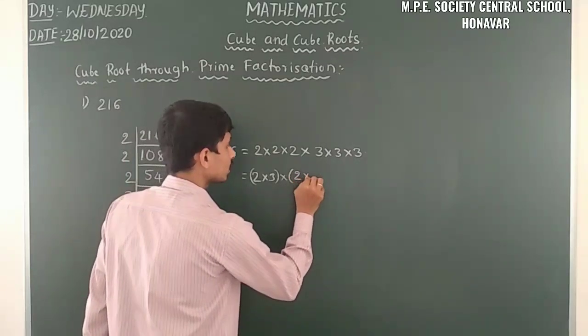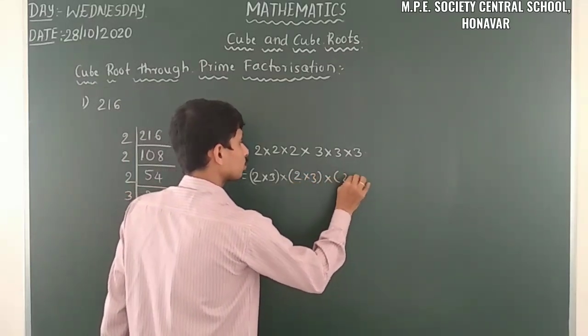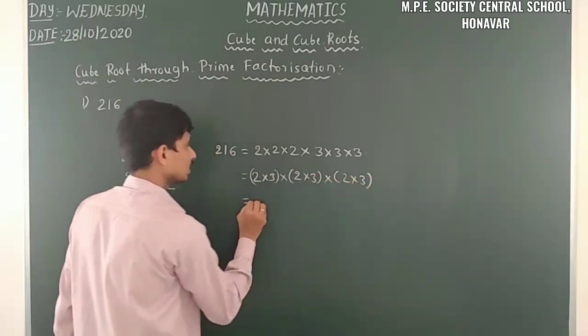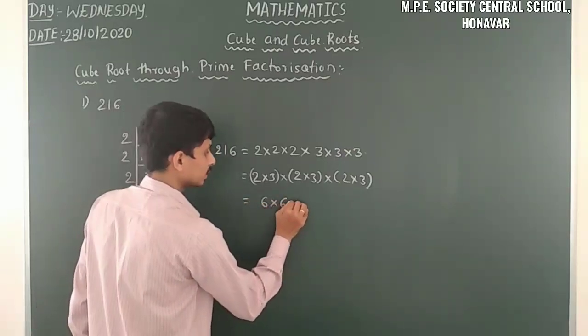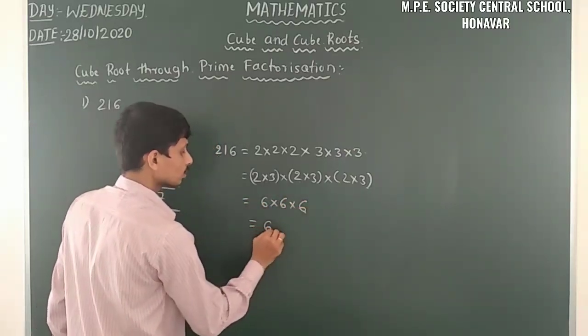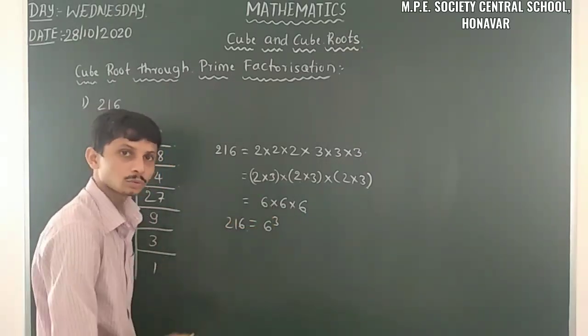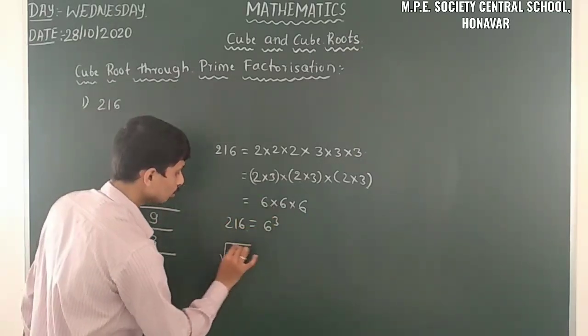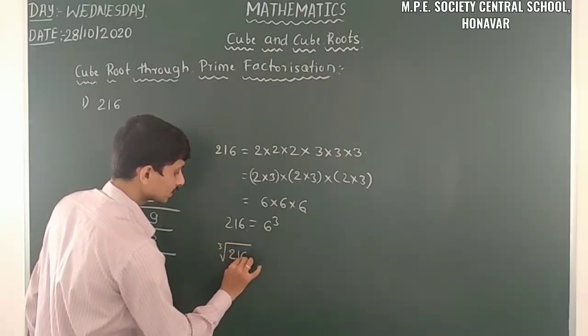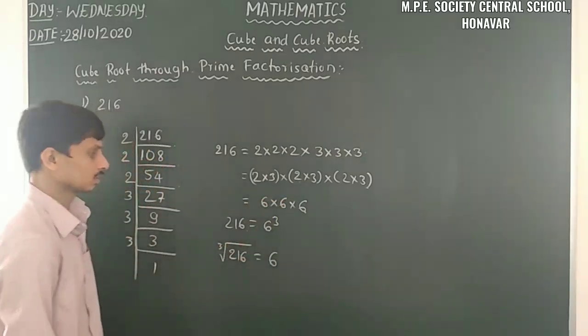So 2 into 3, and 2 into 3, and 2 into 3 is equal to 6 into 6 into 6, which is equal to 6 cube. So 216 is equal to 6 cube. I will transpose the cube to the LHS side, so the cube root of 216 is equal to 6.